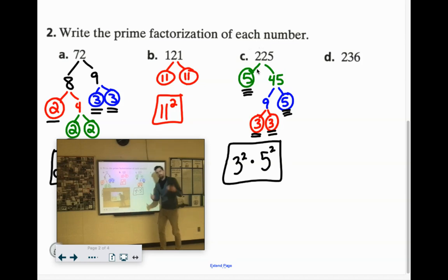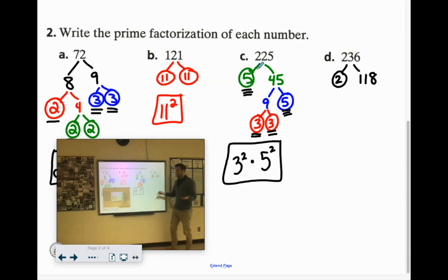236. Now that is a weird number. Not very familiar with it, but I see it's even, so we can at least divide it by 2. Half of 200 is 100. Half of 36 is 18. 2 is prime. 118 is still even, so we can cut that in half. 2 times half of 100 is 50. Half of 18 is 9. And then 59 happens to also be a prime number.